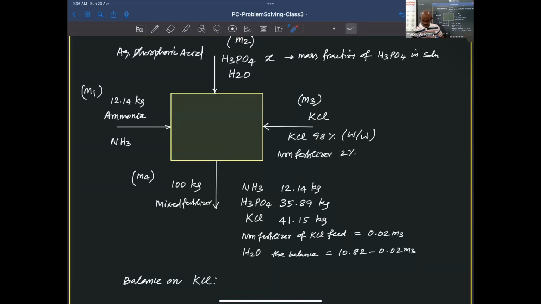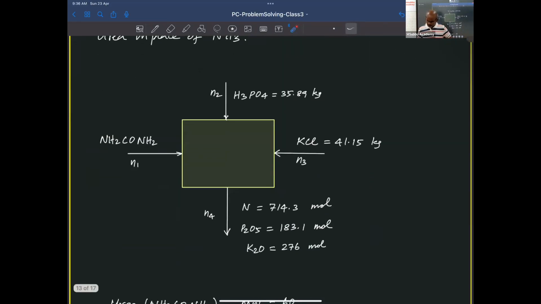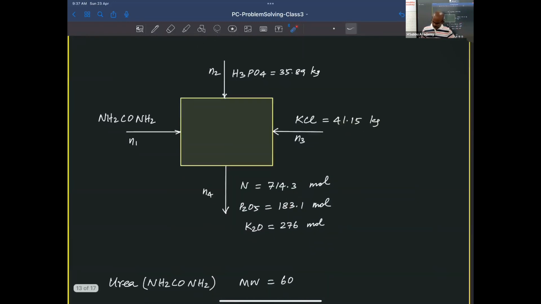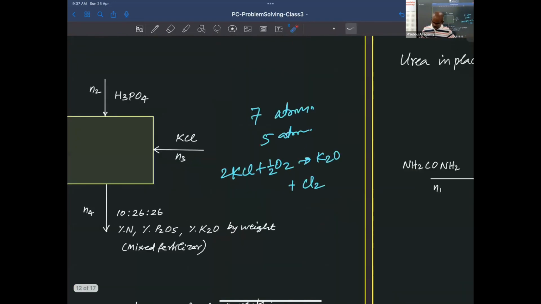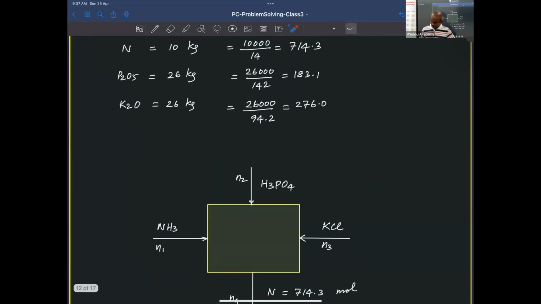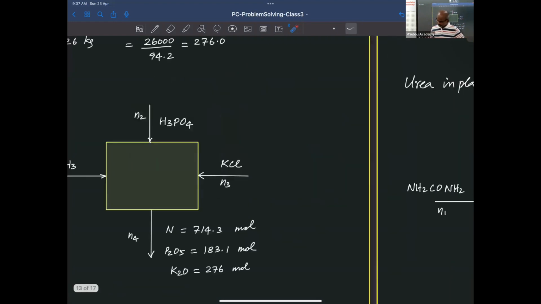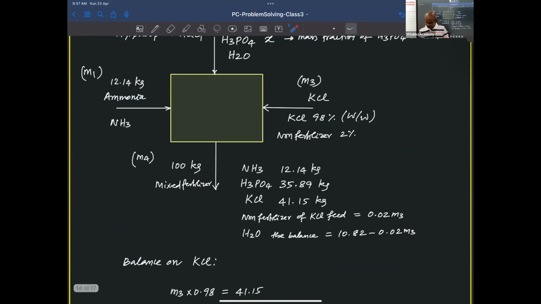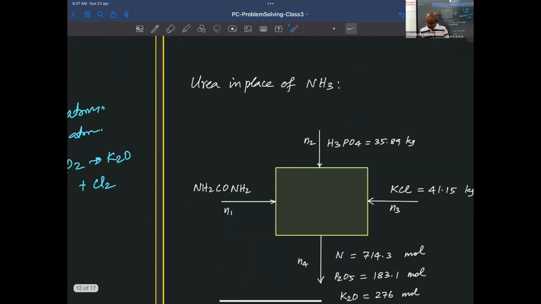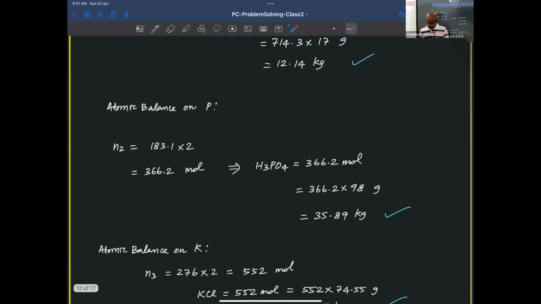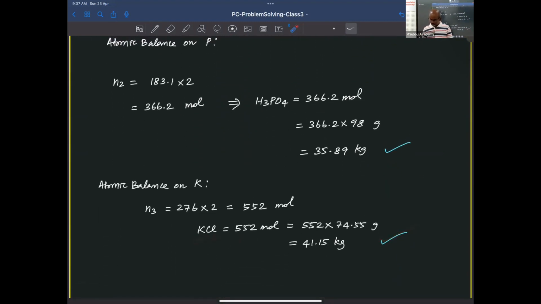And the product, we already know based on the moles. These moles are supposed to come from the pure components. This N is coming from this 714.3 ammonia, and this P2O5 is coming from this part. So we always know the values of N1, N2, and N3, which are all in terms of moles. I am converting that to mass. We already did that part. So how much of pure NH3, how much of pure H3PO4, and how much of pure KCl is required.